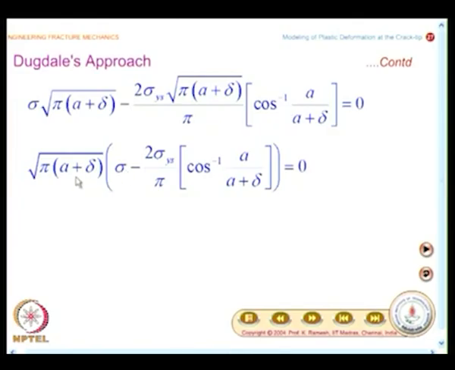So, the next simplification is, if I take out square root of pi a plus delta, the expression turns out to be sigma minus 2 sigma ys divided by pi multiplied by cos inverse a by a plus delta equal to 0. At every stage you are correcting the crack length with the expression delta. So, finally, when we look at the plastic zone length and the correction necessary for crack length, we have to handle it carefully in Dugdale's model as well as Irwin's model. There is a subtle difference between the two.